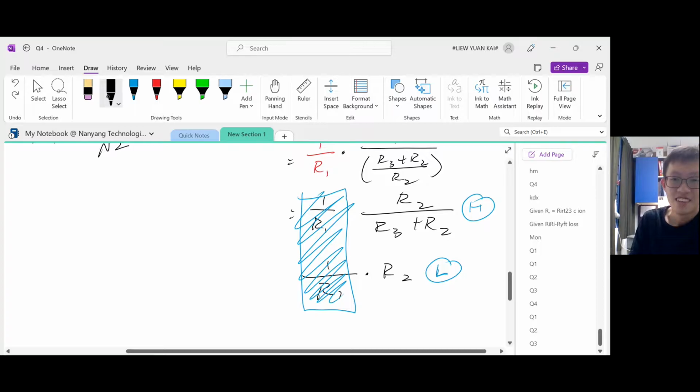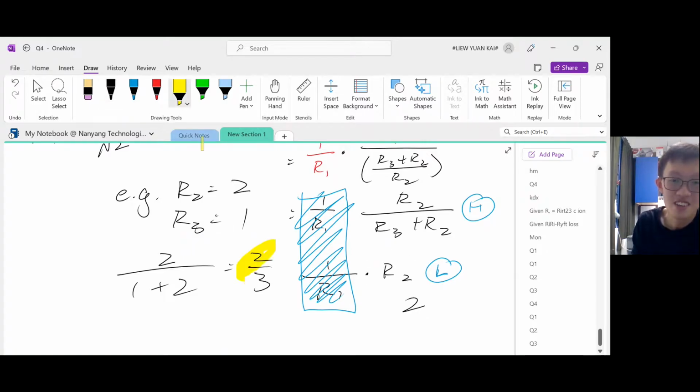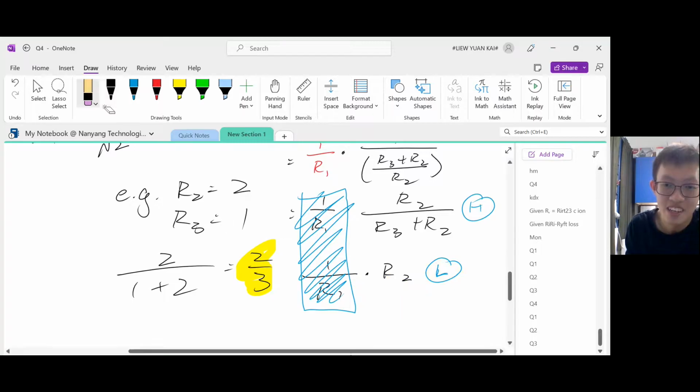Because, let's just plug in some numbers. Let's say, for example, R2 is equal to 2, R3 is equal to 1. If you sub it in, let's look at the high frequency limit. It's 2 over 1 plus 2. This is 2 over 3. Whereas R2 is just 2. Who is larger, 2 over 3 or 2? 2 is larger. That means the low frequency limit is the larger value. Okay?